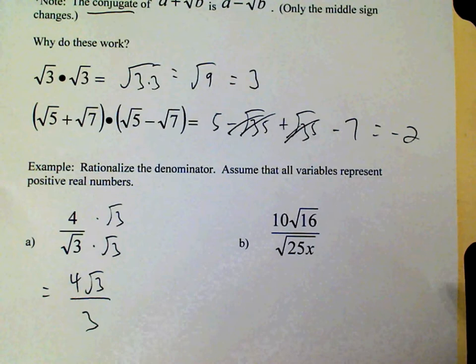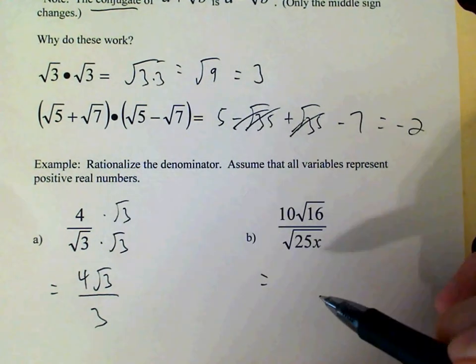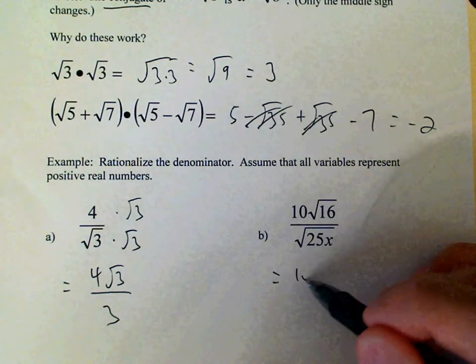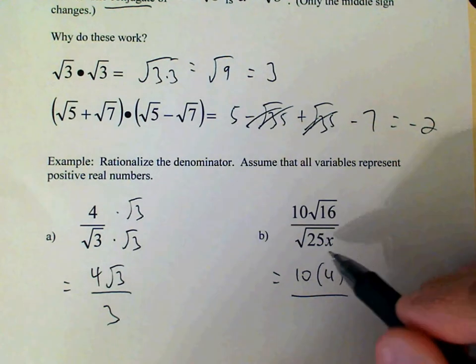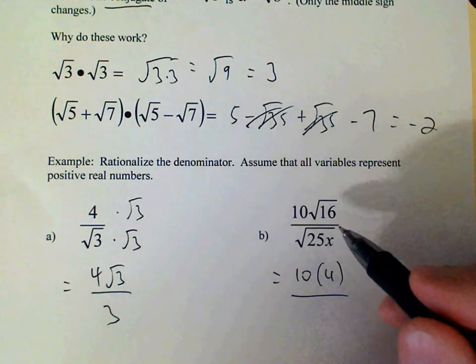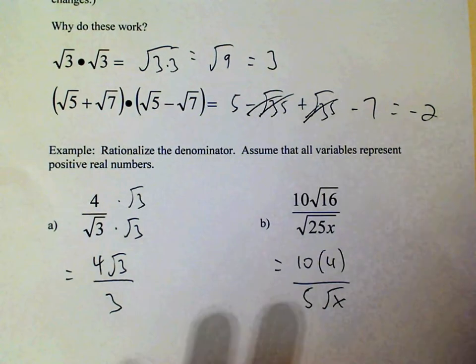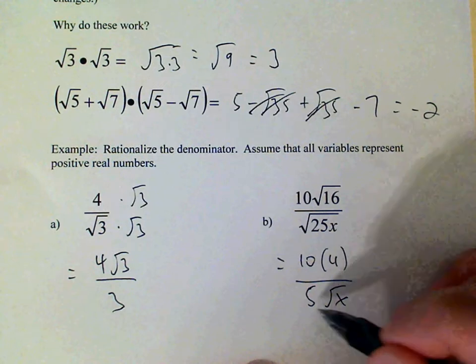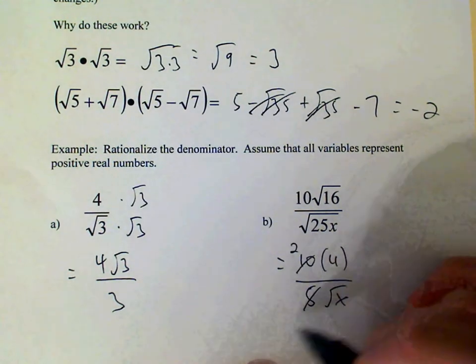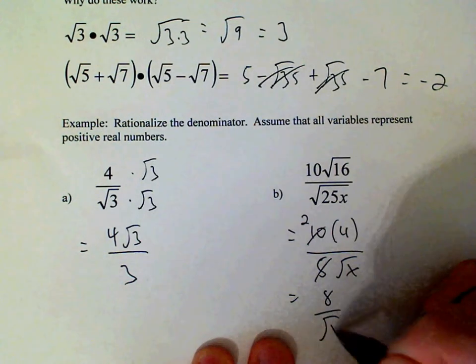Let's look at this one, part B. You'll notice first off that all kinds of things simplify, so let's go ahead and simplify those. First thing, square root of 16 is the same as 4. On the bottom, square root of 25, the 25 comes out as a 5, and the x stays. Now watch this, I can go on further before I even deal with rationalizing anything. That 5 goes into 10 two times, and 2 times 4 is 8 on top, and we still have the square root of x on the bottom.